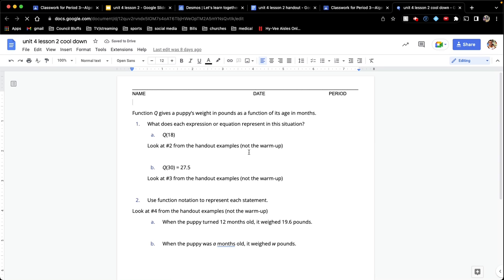So this is what you're going to do for your cooldown. Function Q gives a puppy's weight in pounds as a function of its age in months. So in your cooldown, instead of talking about distance and time, the distance is going to be like the weight, and the age is going to be like the time. That's going to be whatever the age is. That's going to be the number that goes in the parentheses.